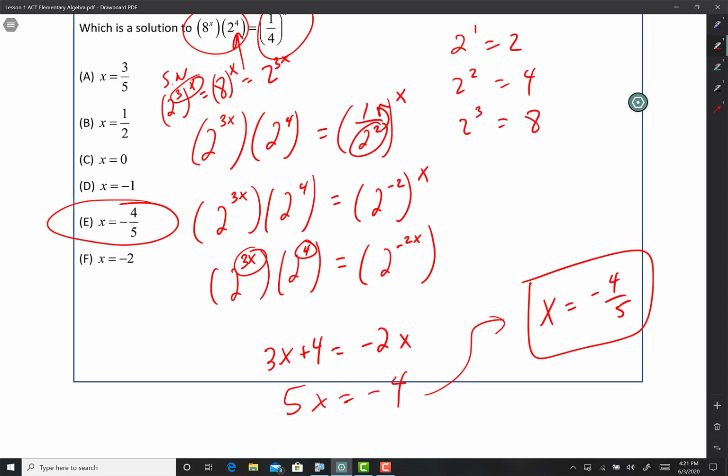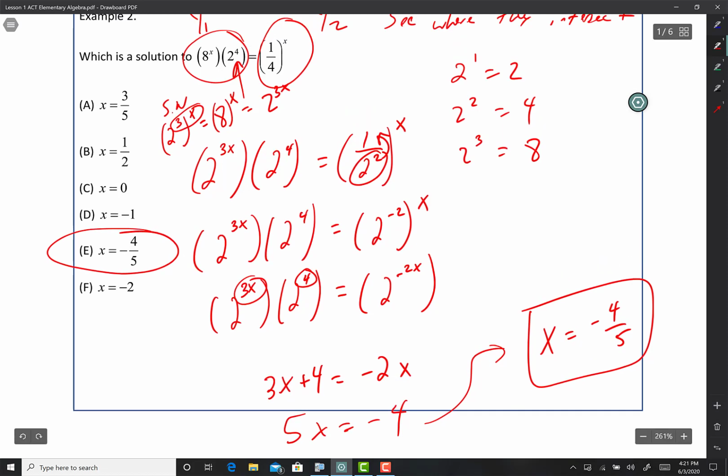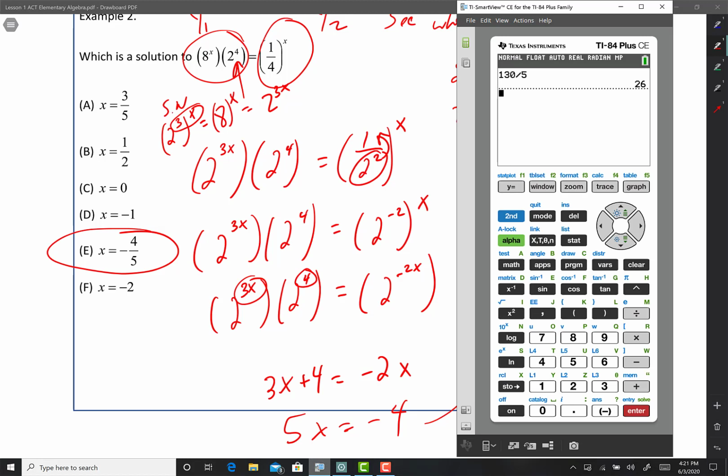And then, of course, if you want to verify it, you can. Let me take out this calculator here. So let's see, 8 to the power negative 4/5, and I'm going to multiply that times 2 to the power 4. I'm going to push enter, and I get that number. And I'm going to go 1/4, and I better get the same digit, and I'm going to raise it to the power negative 4/5, and let's see if I get the same thing. And there it is, guys, it's the same.